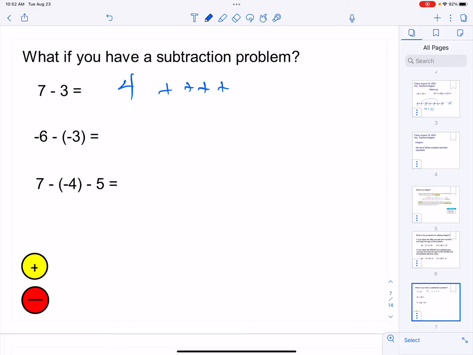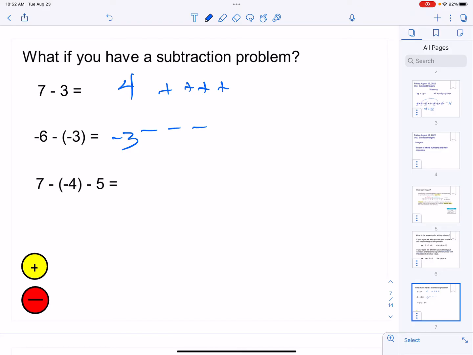Okay. Now the next question says I've got 6 negatives. And it says I'm going to take away 3 of those. So I take away 3 of those. What do I have left? I have a -3 left because there's 3 negatives left. Okay. So pretty easy so far. So let's do this next one.